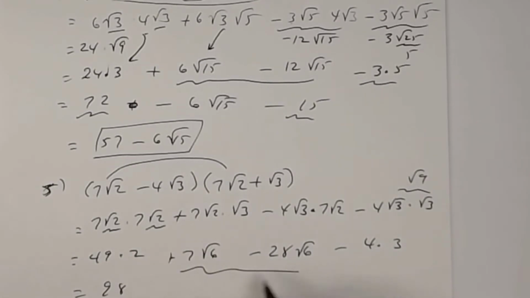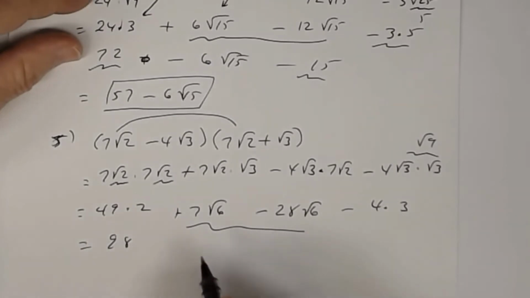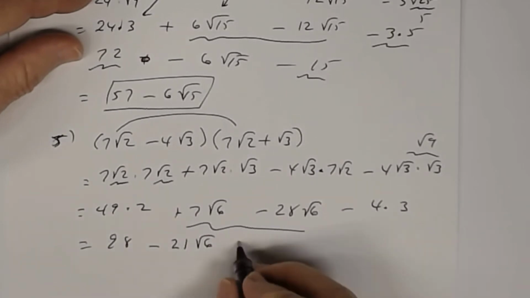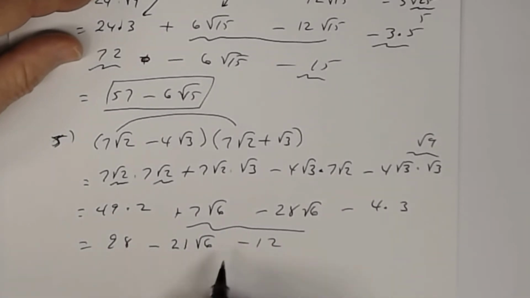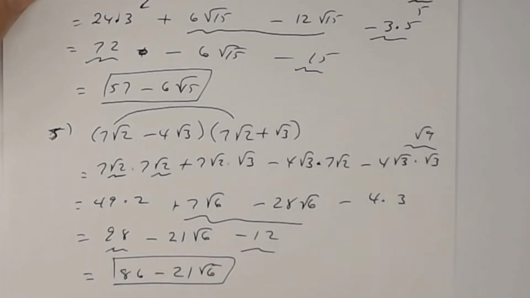Again, I can combine these. 7 square root of 6 minus 28 square root of 6 is a negative 21 square root of 6. And then minus 12, and then 98 minus 12, I can combine those. Those are constants. So I get 86 minus 21 square root of 6. All right, so that's number 5.